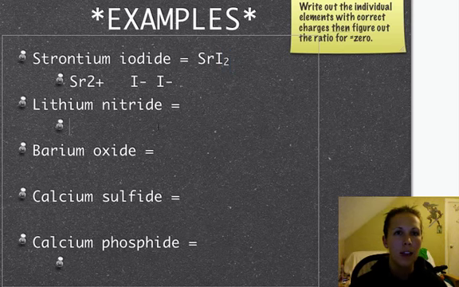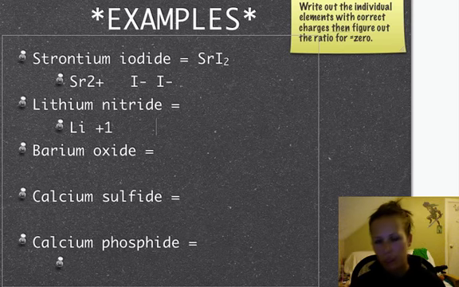Okay, let's look at the next one, lithium nitride. Looking at my periodic table, starting with the cation lithium. Lithium has a +1 charge. Nitride, or nitrogen, actually has a -3. So N has a -3 charge.